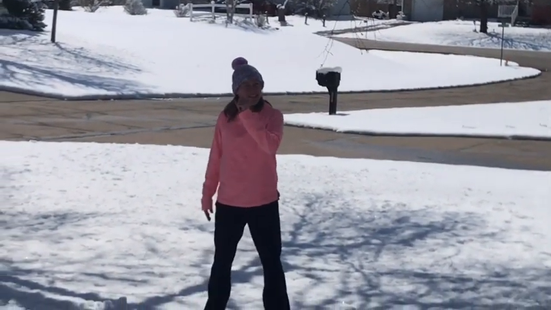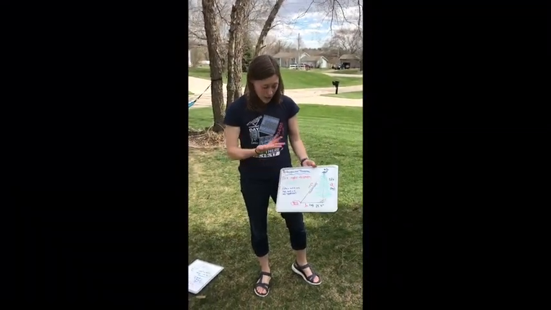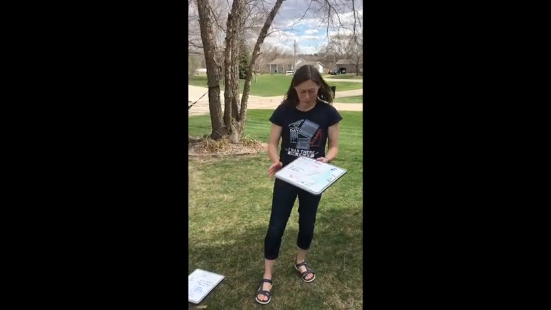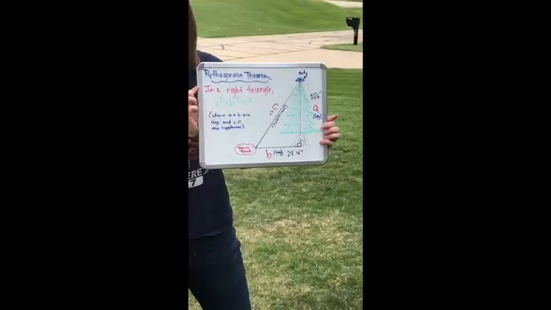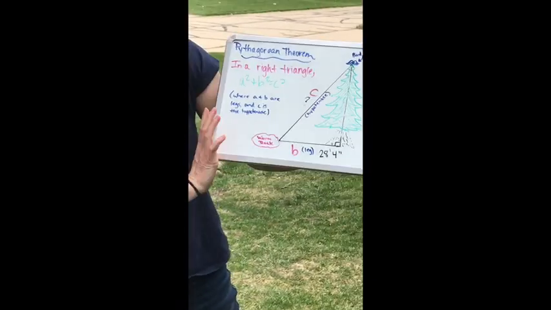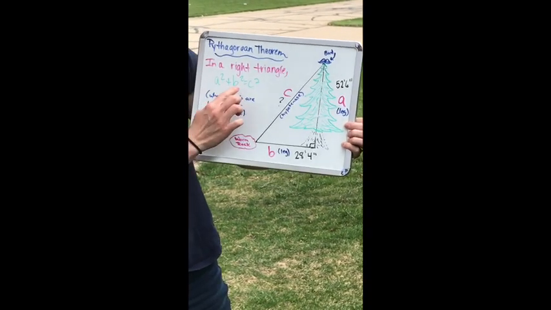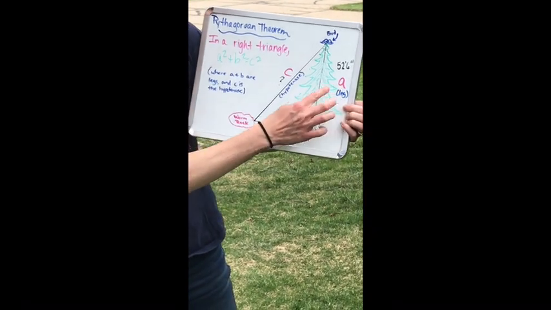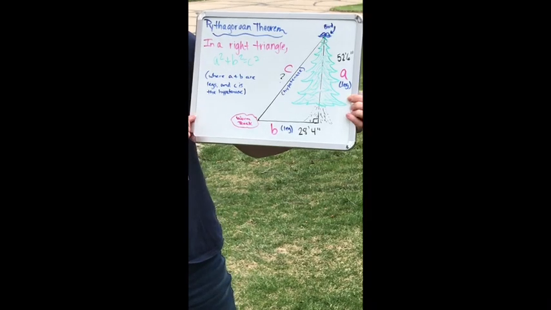So let's do that. In the time that it took me to calculate this, the snow all melted. What we're going to use to calculate this is the Pythagorean theorem. That's kind of a review, but in a right triangle, remember a squared plus b squared equals c squared, where a and b are interchangeable and are both the legs, and c is the hypotenuse.